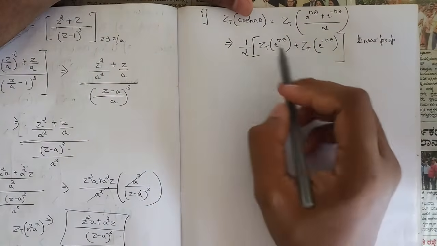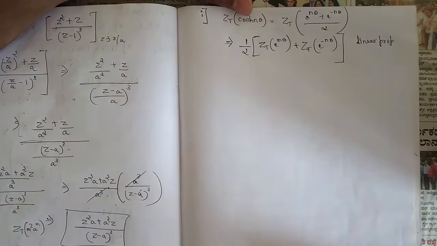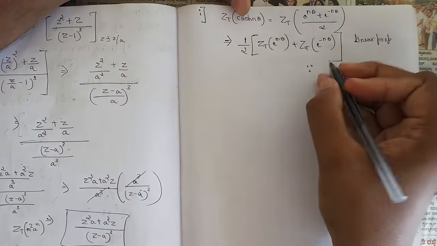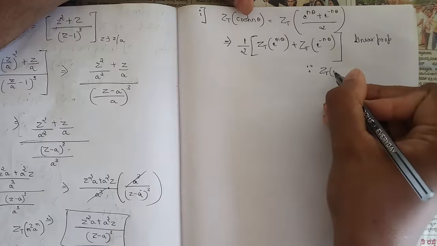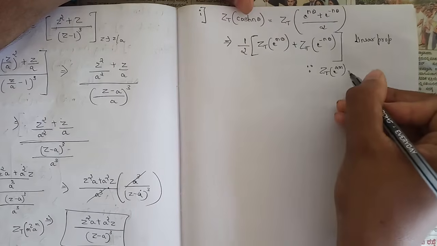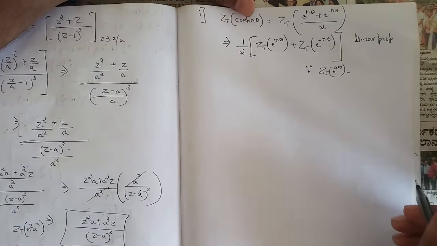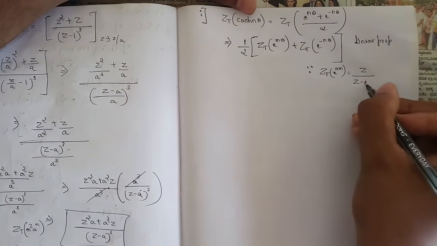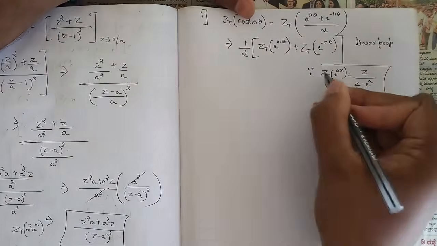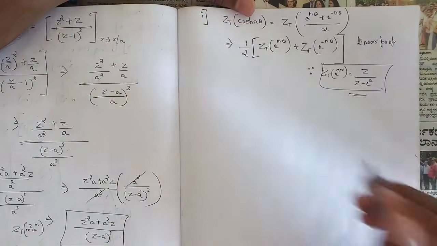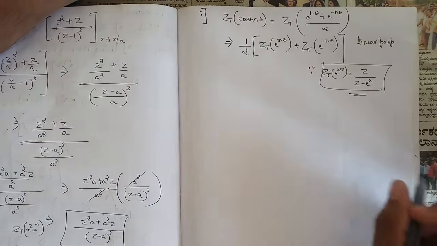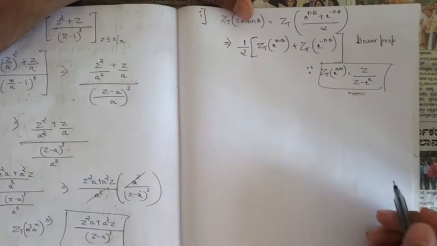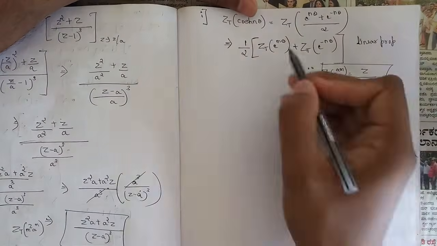Again now, by seeing this e power n theta term, we can remember another general Z transform formula we have discussed, that is the Z transform of e power a n. This is given as z divided by z minus e power a. So the same thing we are going to apply here as well. In place of a, we have theta. So wherever a is there, we need to replace it by theta.